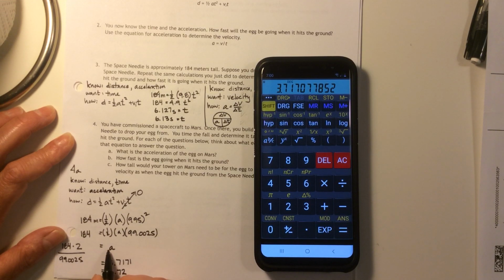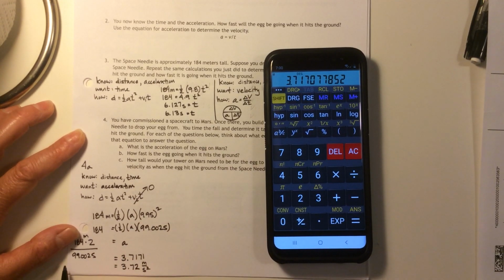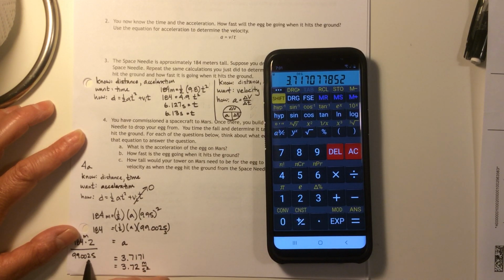What are my units on acceleration? Meters per second squared. Just for fun, 184 is meters, 2 is just a number with no units. Oh, I'm a little off the page there, sorry. This was seconds squared, right? Because I had seconds and then I squared it. Seconds squared. So look, there are the units I want. Meters per second squared. Nice.